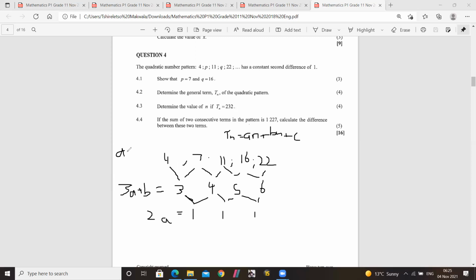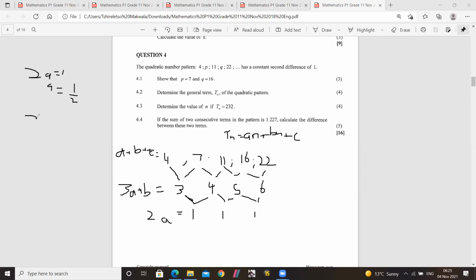Then a plus b plus c must be equal to the first term, not this one, the first term. So let's start. 2a is equal to 1, right? So if 2a is equal to 1, a is equal to what? Half. So a is equal to 1 over 2, which is a half.